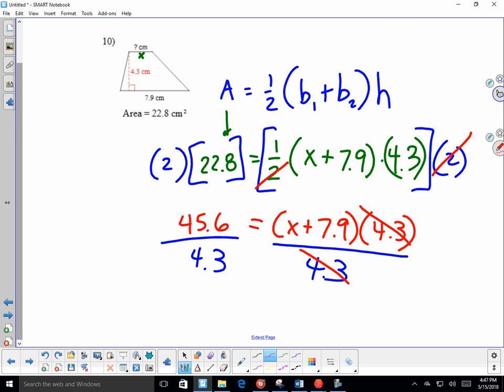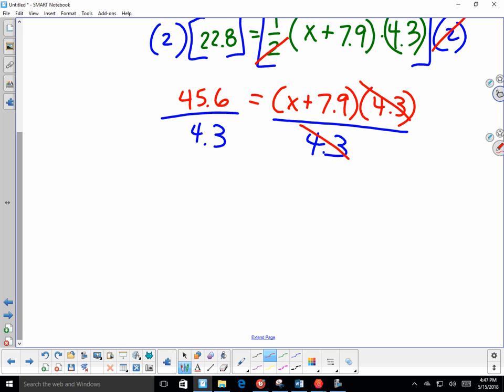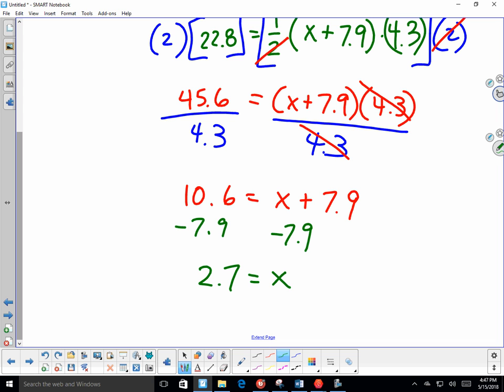So on the left side, 45.6 divided by 4.3 turns out to be 10.6. And that's then just equal to x plus 7.9. And now I can subtract 7.9 from both sides, and I end up getting 2.7 as my x. And the units would be centimeters, 2.7 centimeters.